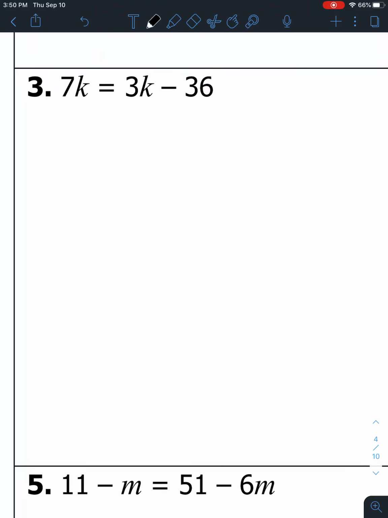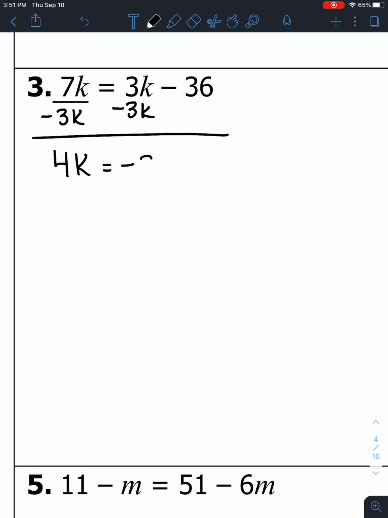3. So 3 is a little bit different. Again, I'm getting my variables to one side and my numbers to the other. Well, there's no numbers over here by my 7. So I'm going to automatically move my 3k over. So I'm going to minus 3k from both sides. 7k minus 3k is 4k. I'm going to bring down my negative 36. And now all I have to do is divide by 4.